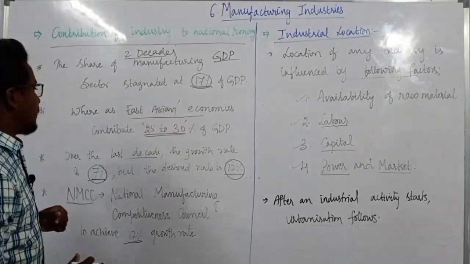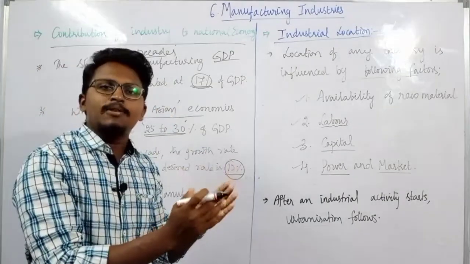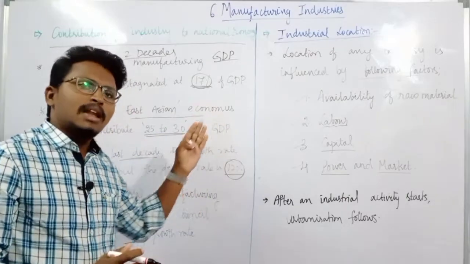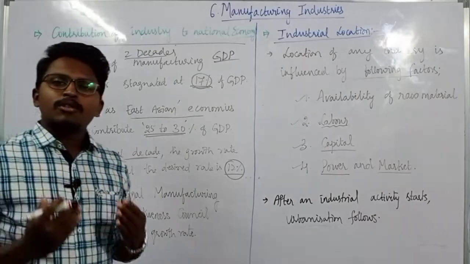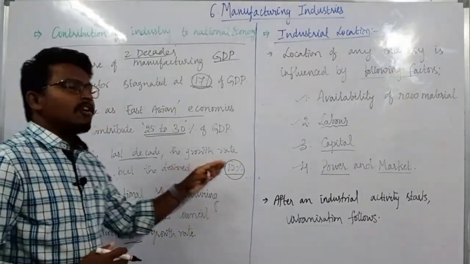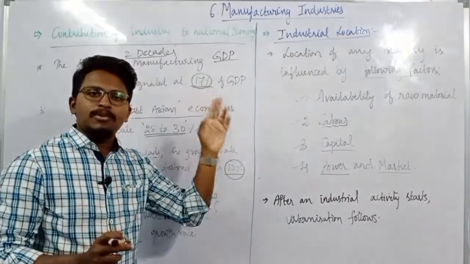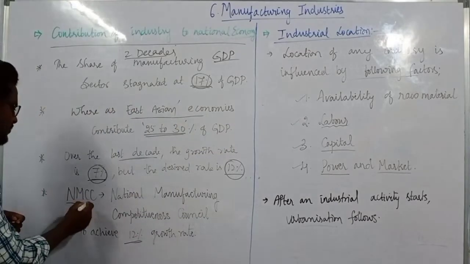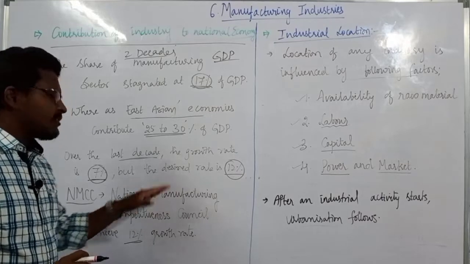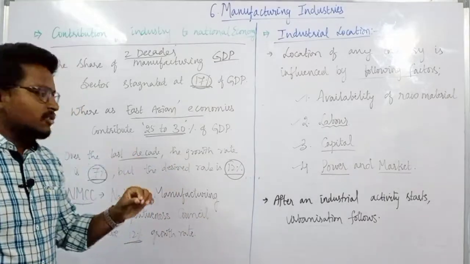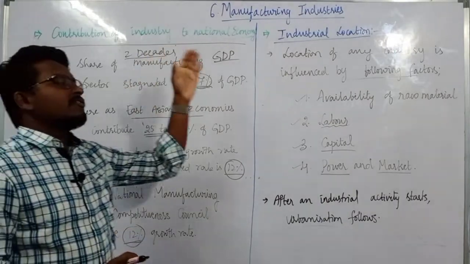of their GDP. And over the last decade, if we compare the growth rate, that means the change from the previous year to the present year, the growth rate is only 7%. But we want to achieve a 12% growth rate from manufacturing industries. And in order to achieve the 12% growth rate, the government has set up something known as the NMCC, which means National Manufacturing Competitiveness Council. And the main objective of this NMCC is to achieve a 12% growth rate from manufacturing industries.